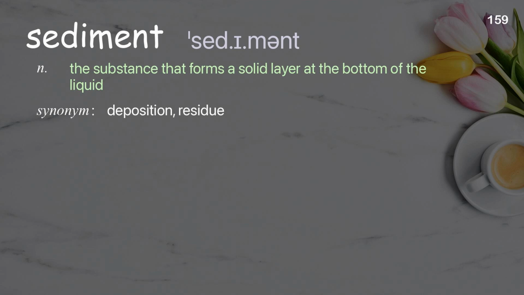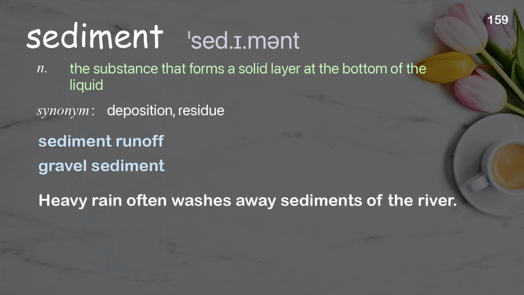Sediment. The substance that forms a solid layer at the bottom of a liquid. Examples: Sediment runoff. Gravel sediment. Heavy rain often washes away sediments of the river.